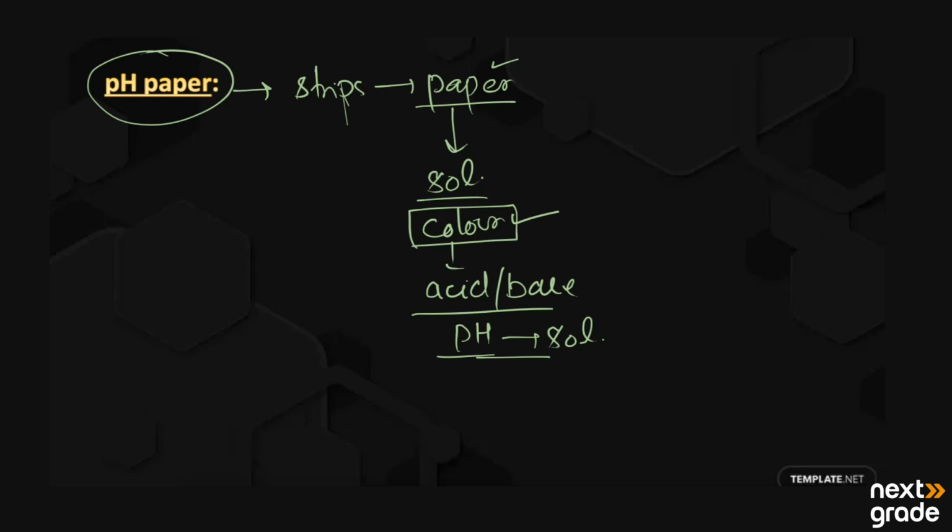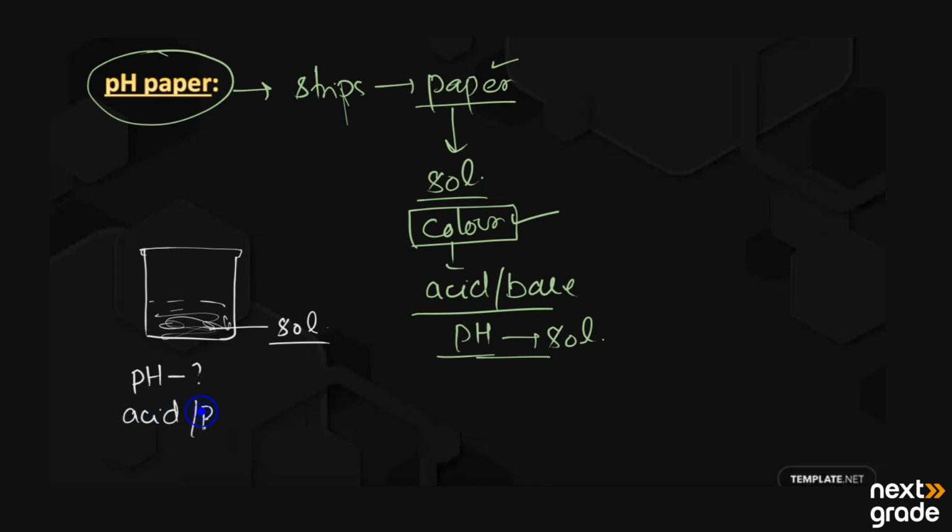For example, here I have a small vessel or container, and it has a solution, any type of acid or a base. It has some solution, and I do not know what the pH of the solution is. I do not know whether the solution is an acid or a base. So I will take a strip of paper. For example, it is a blue strip, a pH paper, and I will dip this paper in this solution.